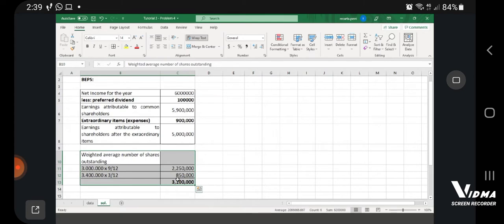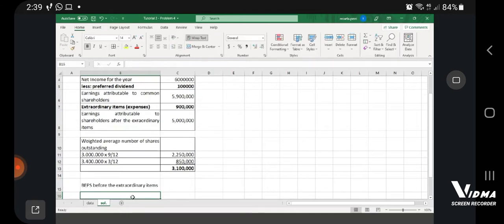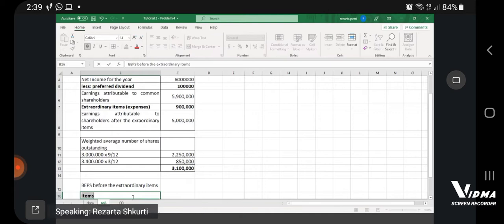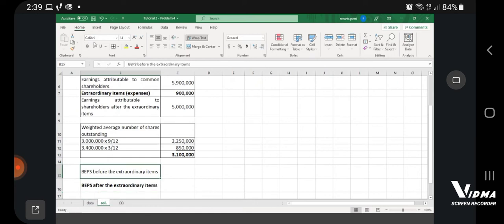We calculate the number of shares. Right now, we need to disclose two figures: basic earnings per share before the extraordinary items and basic earnings per share after the extraordinary items. Now, basically, they are the same thing.